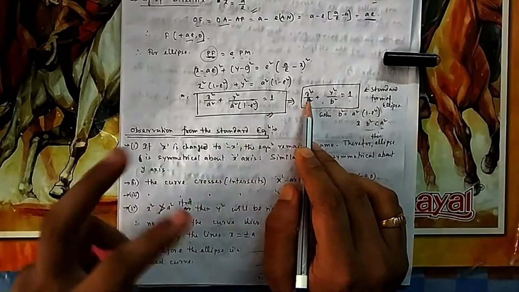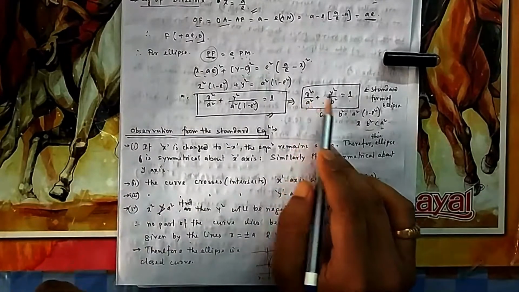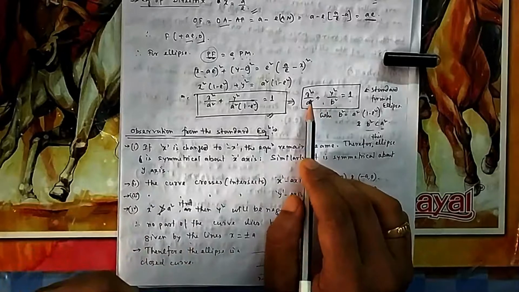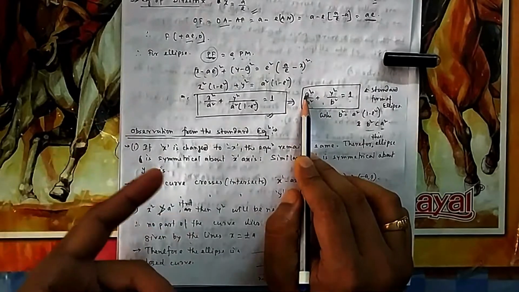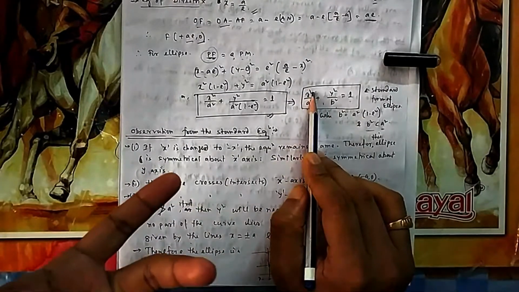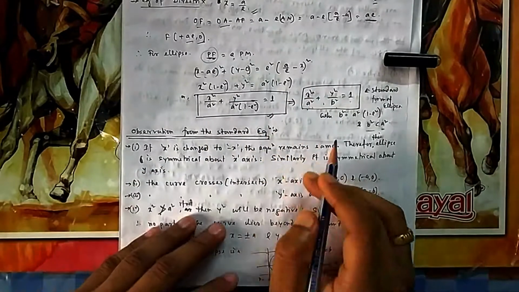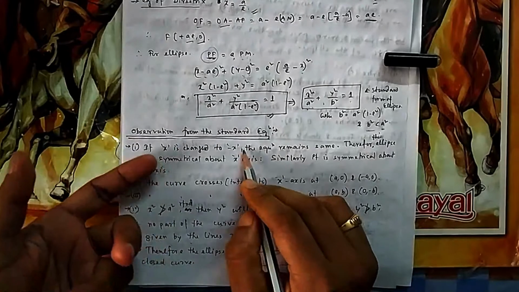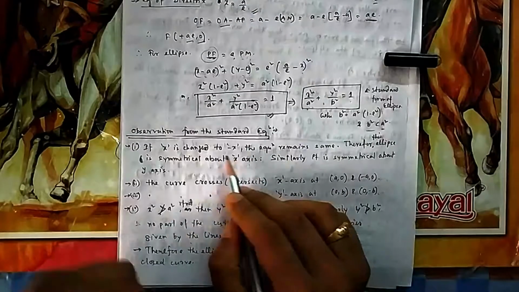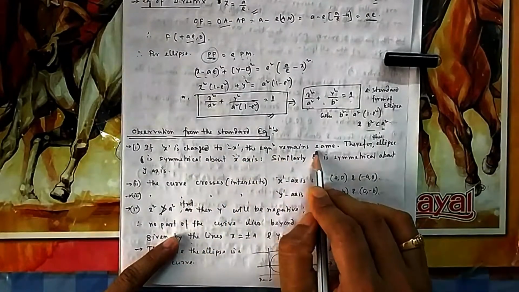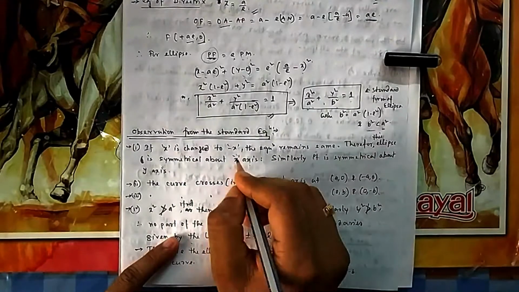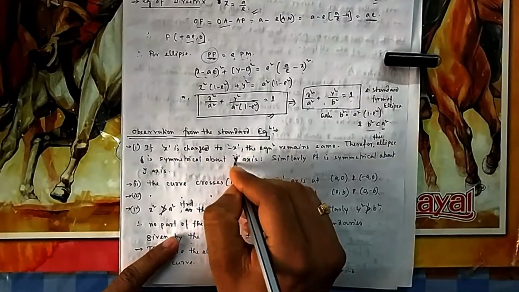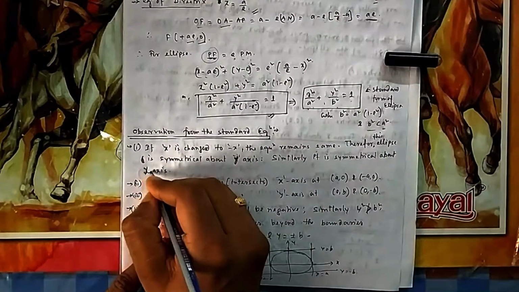First, you change x from plus to minus and see whether there is any change in the equation. If you change x from plus x to minus x, there will be no change because it is squared. That means it is symmetrical about the y-axis. If x changes to minus x, the equation remains the same. Therefore, the ellipse is symmetrical about the y-axis. Similarly, it is symmetrical about the x-axis.